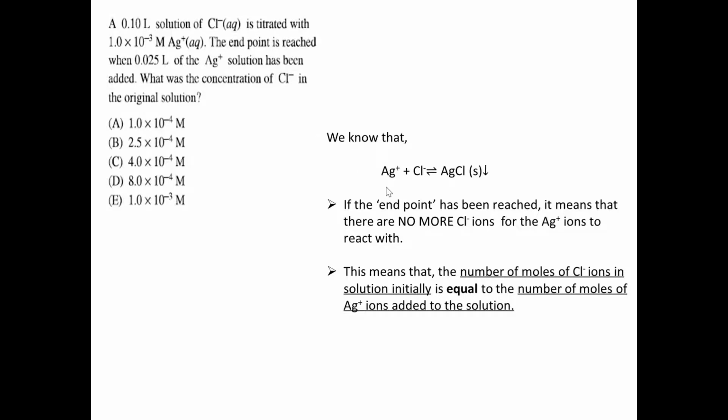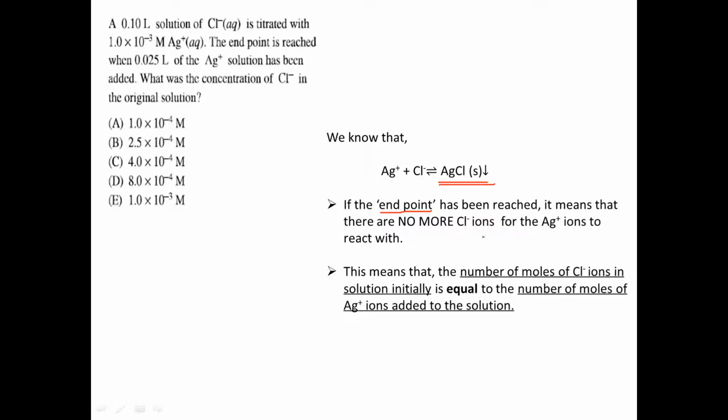Okay, so now first let's write the reaction and then we'll see what we can infer. This is a reaction that we are all familiar with, right? Ag⁺ + Cl⁻ giving AgCl. Now the question says that the endpoint has been reached. If the endpoint has been reached, it means no more AgCl is being precipitated. That's how we are going to identify it.